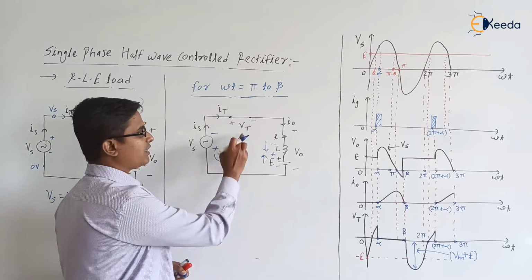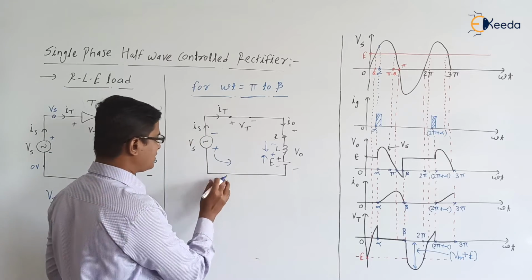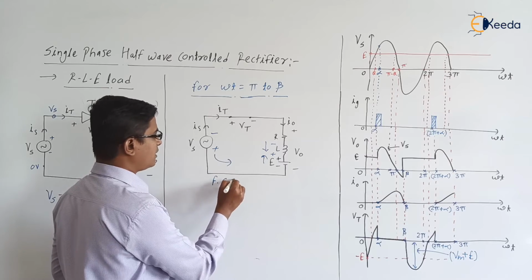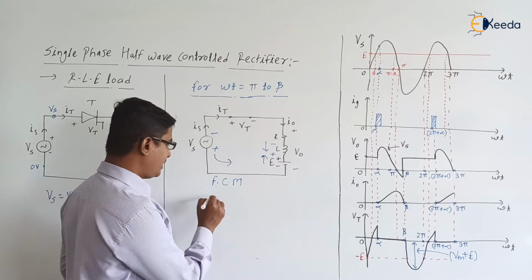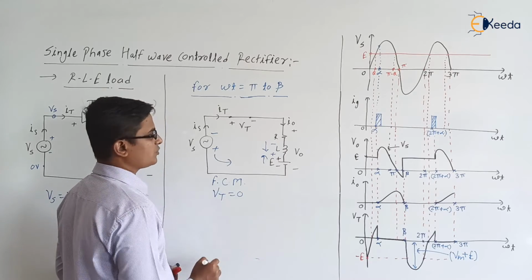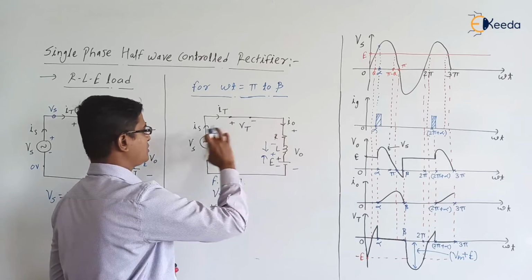Here again the thyristor will be in the forward bias mode only. The thyristor will be in the forward conduction mode. Is this clear? What is Vt? Vt is equal to 0. What is V0? V0 is the same as the supply voltage, V0 is equal to Vs.